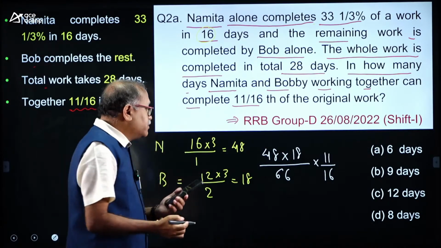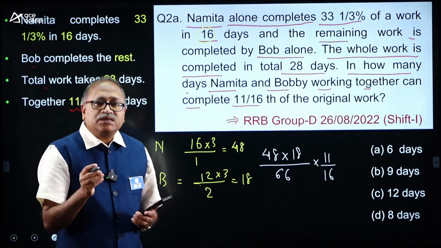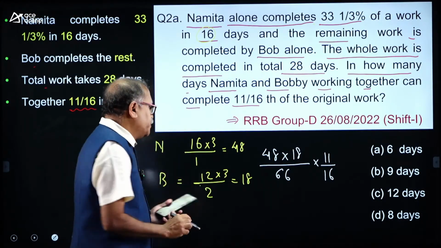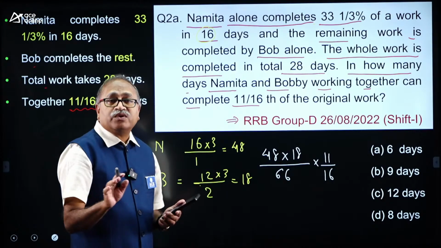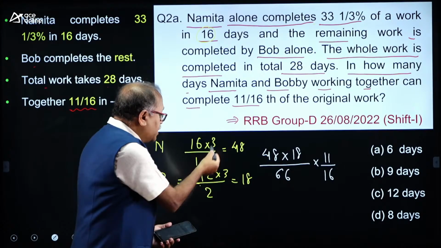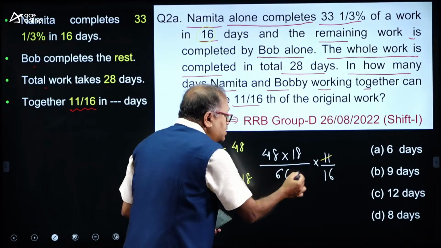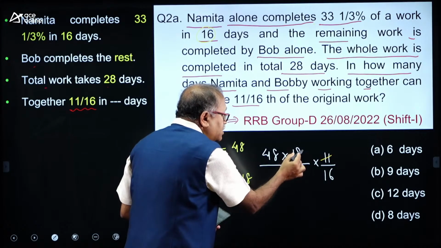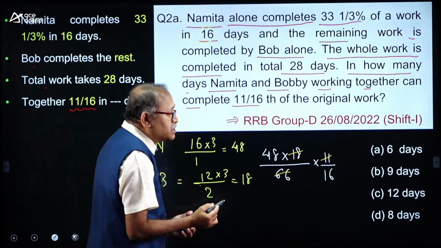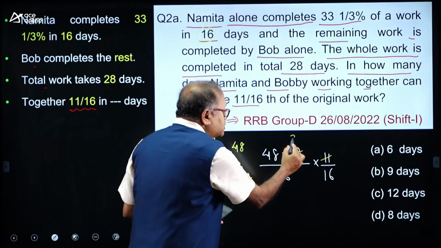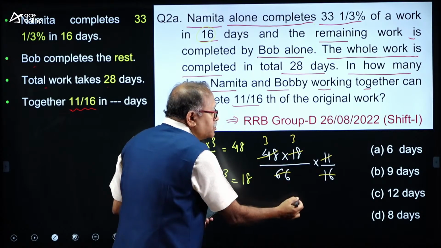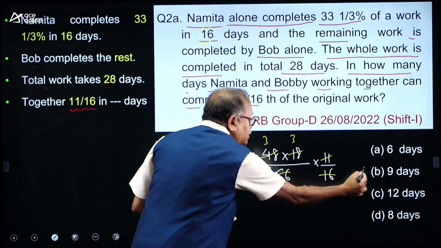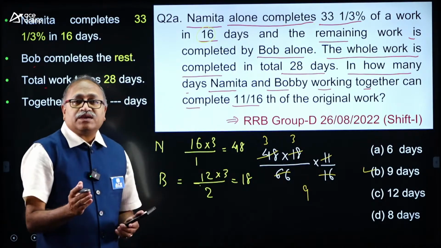And still someone, I am giving the least writing approach, right. Very few of our competitors must be knowing this kind of approach. So, let us cancel this one here to here. This is 6, with 6 this is 3 times, okay, this is 3, and with 16 this gets cancelled 3. 3 into 3, that is 9 days, option choice B.